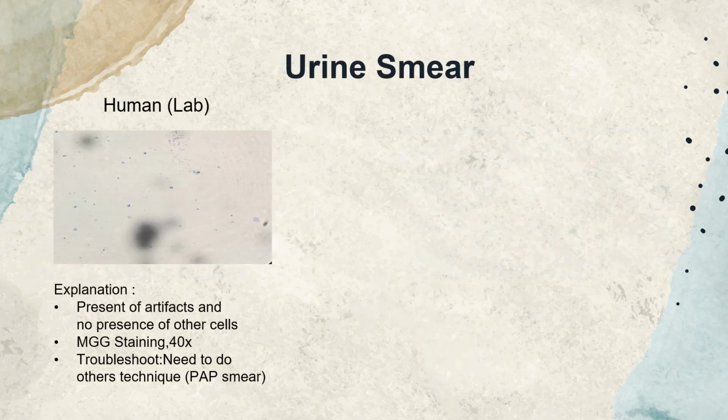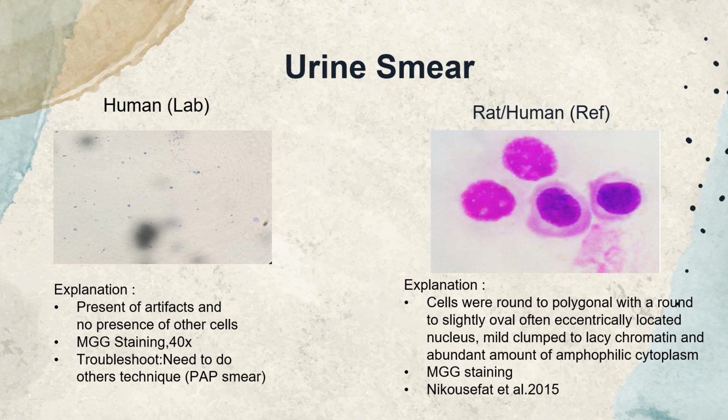For MGG stain, we only saw artifacts and no cells in the smear. Thus, to troubleshoot the problem, other staining techniques need to be applied. Supposedly, we should see the presence of cells like in Nickhausvat al. 2015.